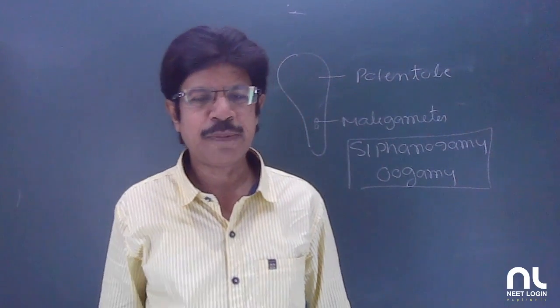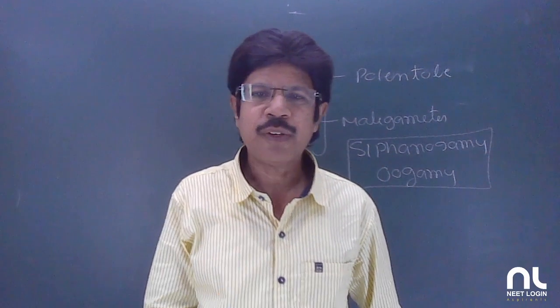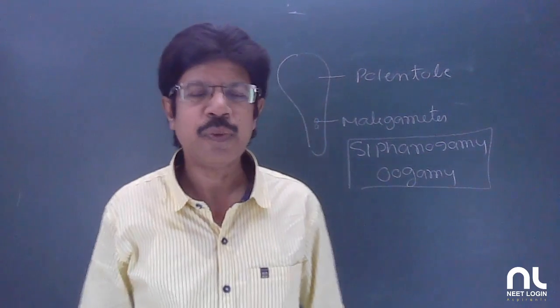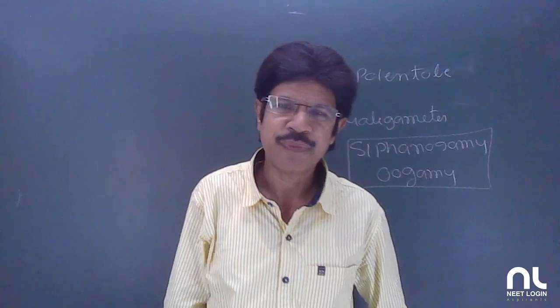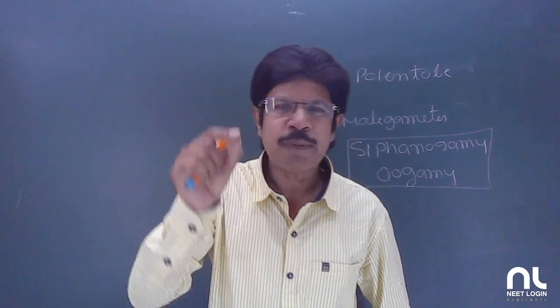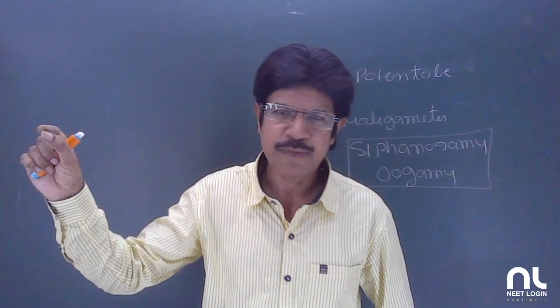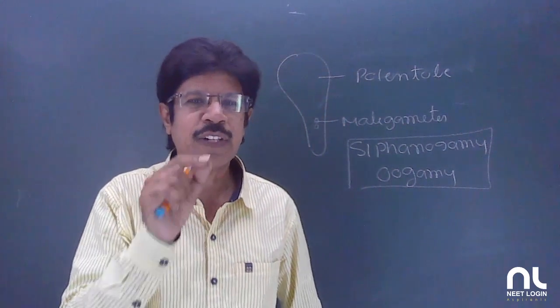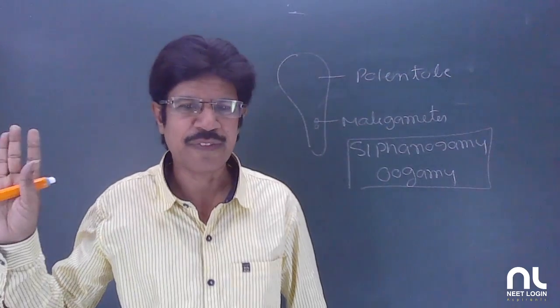As many archegonia are present, each archegonium can undergo fertilization, so we can expect more than one embryo. So polyembryony is a common feature in gymnosperm. Why is polyembryony a common feature? More than one archegonium undergoes fertilization.